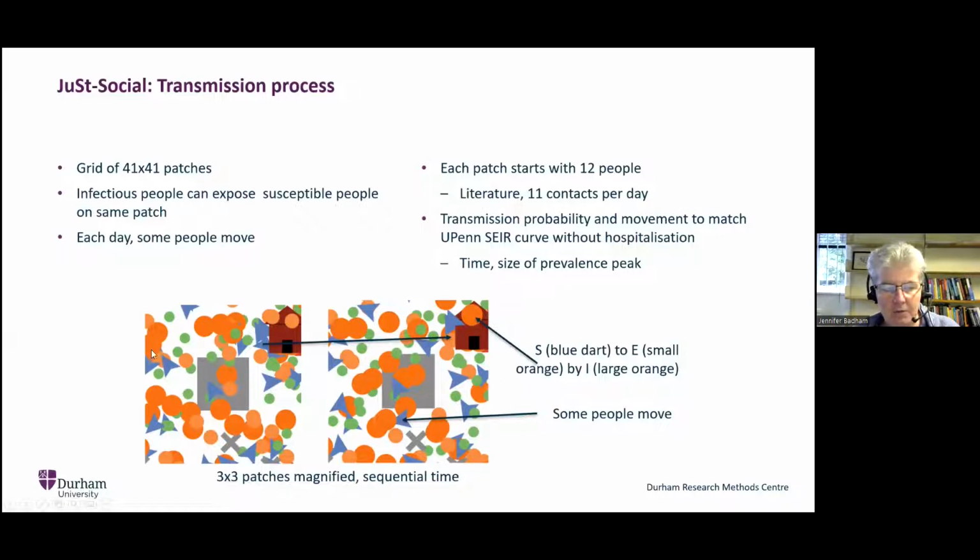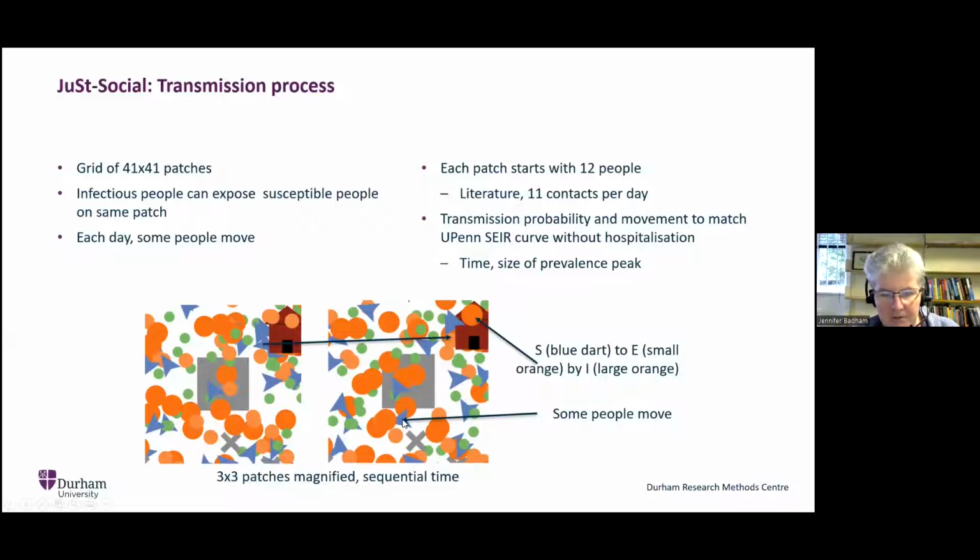So here you've got a magnified part of 3 by 3 cells within the world, and the blue darts are representing susceptible people. The green circles are people who have already recovered. Orange is exposed but not yet infectious. The larger orange are infectious, and you can see, for example, that this susceptible person has become exposed in the next time step.